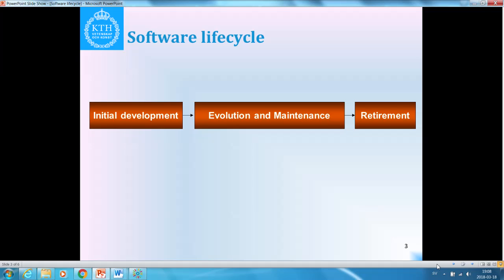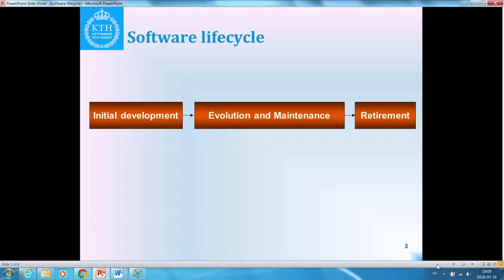So let's have a look at a software life cycle. And this is a very, very simplified picture of software life cycle. We have something called initial development. And why I say initial development, it is when you develop a software system from scratch. That is, all the functionality is developed from scratch, and the first version of a system is being developed. Then, after you have delivered the first version to the customer, you step into the phase that is called evolution and maintenance. And here you add new functionality to this first version, and you even correct bugs.